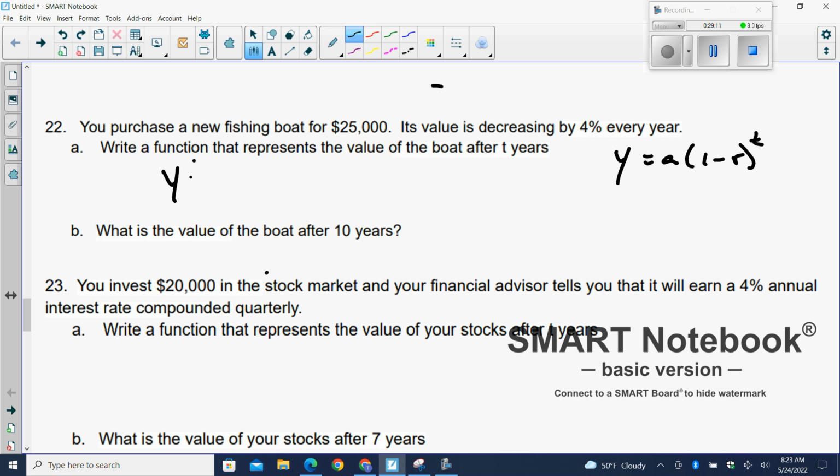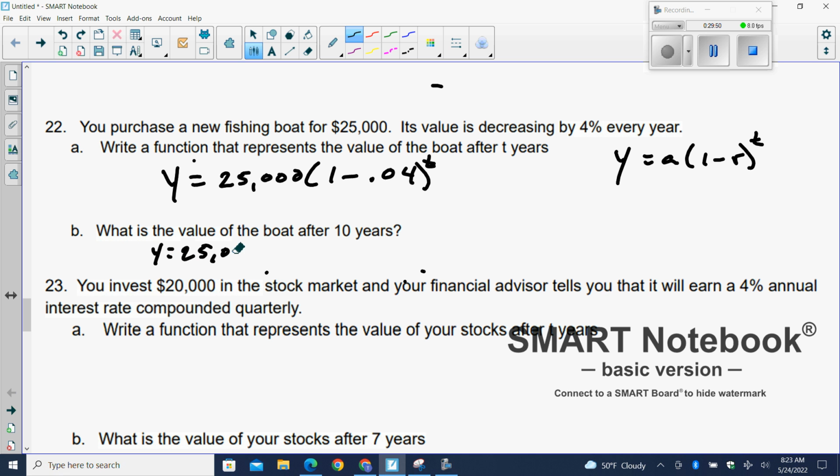So just like before, the y stays as y. The a is my initial value. The 1 plus r now becomes 1 minus r. And my r is 4%, 0.04, raised to the t power. What's the value of the boat after 10 years? I simply type that equation into my calculator. And t is 10. So I get y equals 25,000.